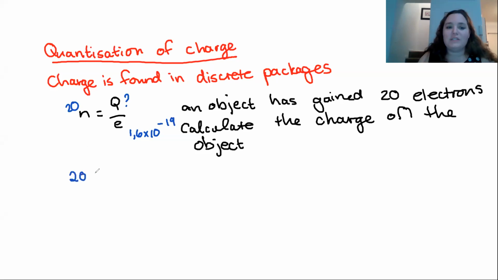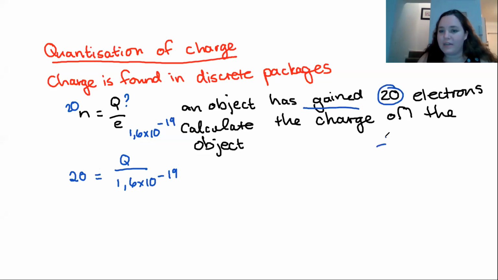So I'd say 20 is equal to Q over 1.6 times 10 to the minus 19. I'm not going to put in the negative here because I know that it's gained 20 electrons and my brain immediately says it's negative. If you don't want to, you're welcome to put in a negative here. It'll be fine, but it tends to be that with the information I've been given, we don't put in the sign, and then the sign comes right at the end. So if I rearrange that on my calculator, 20 times 1.6 times 10 to the minus 19, we get an answer that the charge is 3.2 times 10 to the minus 18 coulombs.